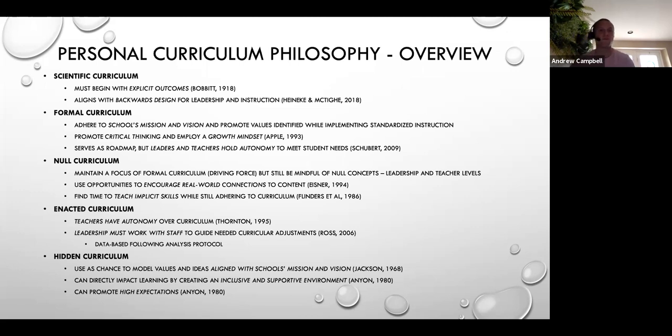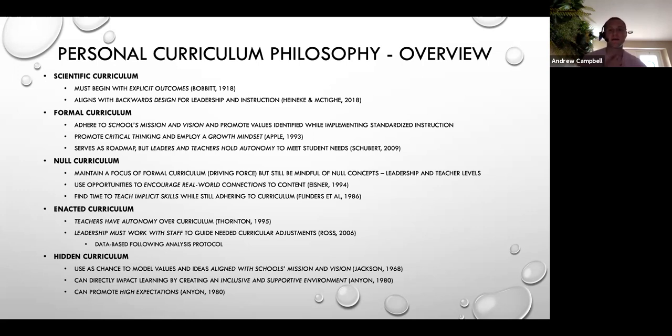But just as an overview, looking at the scientific curriculum, and this is in no particular order, it must begin with explicit outcomes, and we're going to align this with the backward design for leadership and instruction. A lot of these are the ideas of Bobbitt. The formal curriculum, we want to also make sure we're adhering to our school's mission and vision, promoting the values identified while still using standardized instruction.